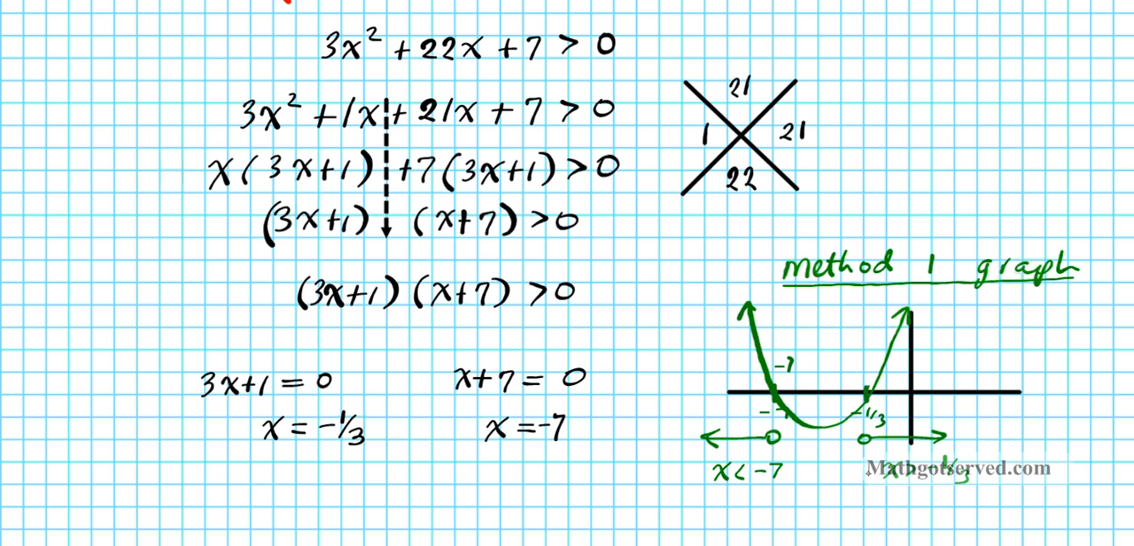Okay? So knowing what the graph looks like, you can basically answer this off the top of your head, you know. Anyway, so this is the solution right there. x is less than negative 7, or x is greater than negative 1/3. Now this is a shortcut if you know how to sketch the graphs.